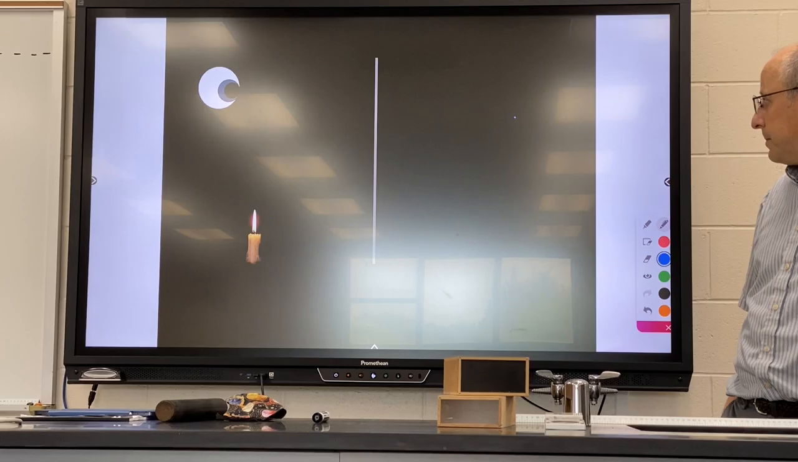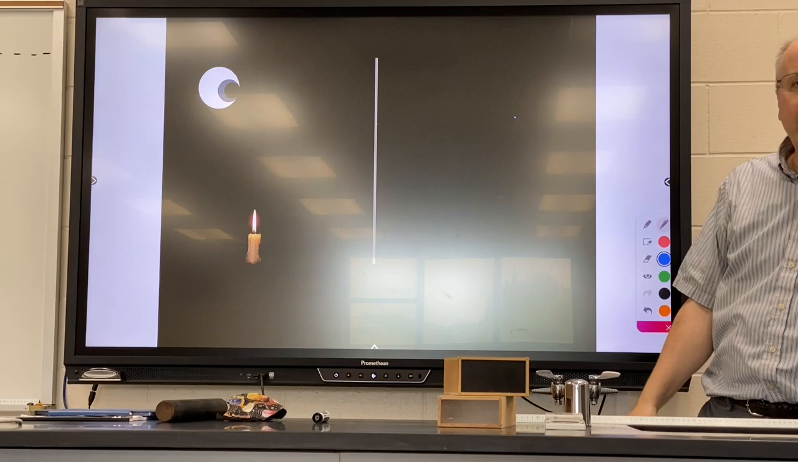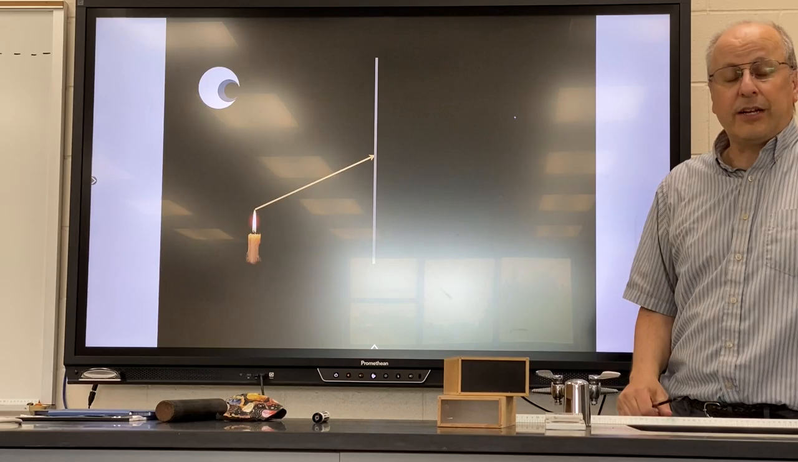Okay, so here's how you're going to attack it. Draw the real candle, draw the mirror, draw your eyeball. Realize that light is coming out of the candle's tip in all different directions. Only one direction is going to strike the mirror and bounce into your eye.